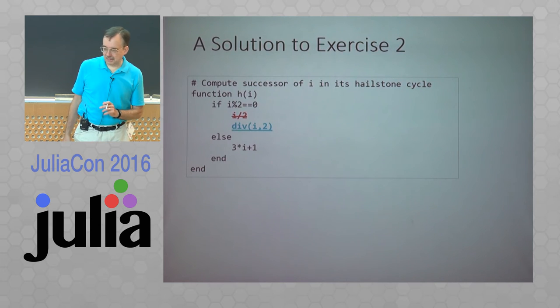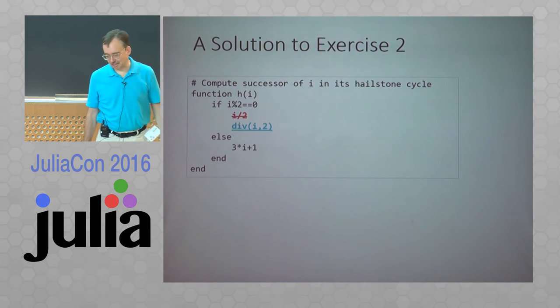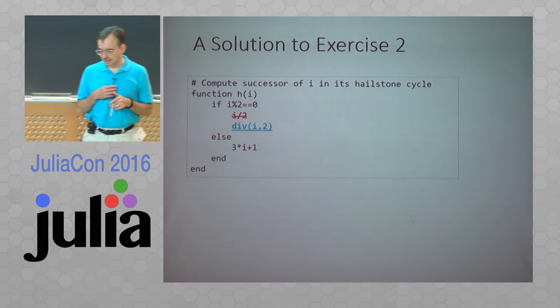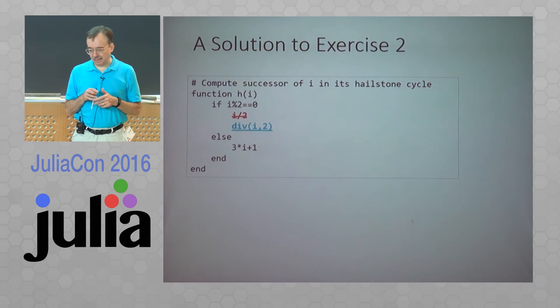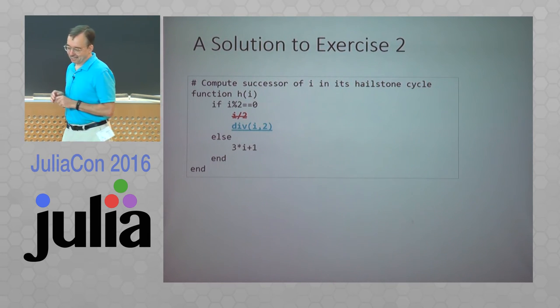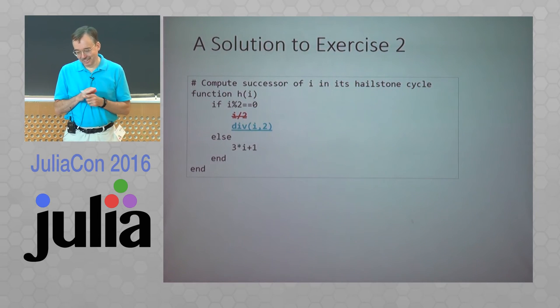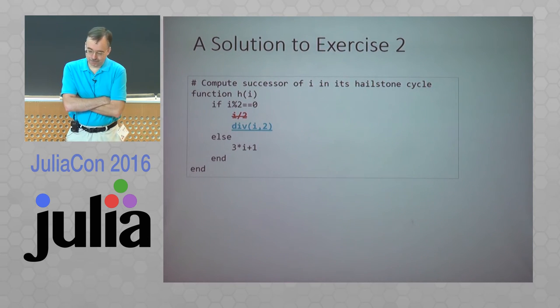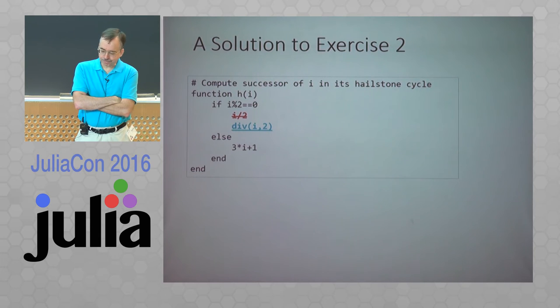All right, next exercise, problem two. It's an easy gotcha if you're coming from the C and Fortran world. Division on integers in Julia returns the correct answer, unlike those other languages. If you really wanted integer division, you have to call div, just like Pascal.